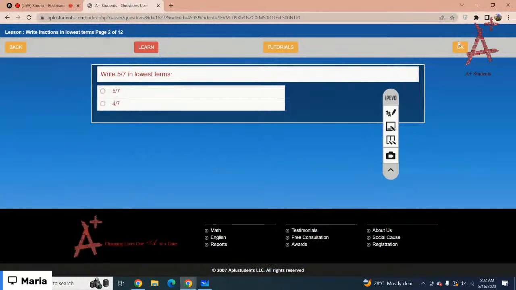Okay, write 5 by 7 in lowest form. So which is the correct option? 5 by 7 is already in the lowest form. They both are prime numbers, so you don't have any other number that can divide them. So it would be 5 over 7. Got it?